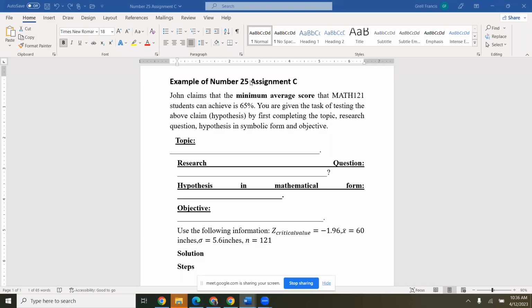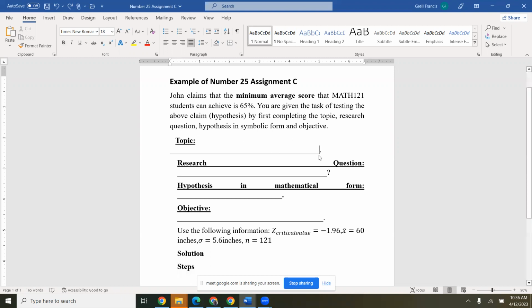So here's an example of number 25, assignment C. It says John claims that the minimum average score that Math 1-to-1 students can achieve is 65%. You are given the task of testing the above claim, or the above hypothesis, by first completing the topic, research question, hypothesis in symbolic form, and the objective.